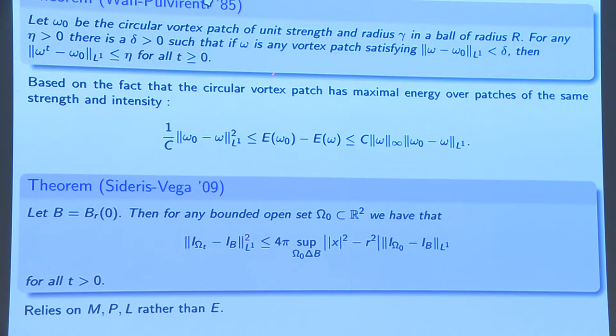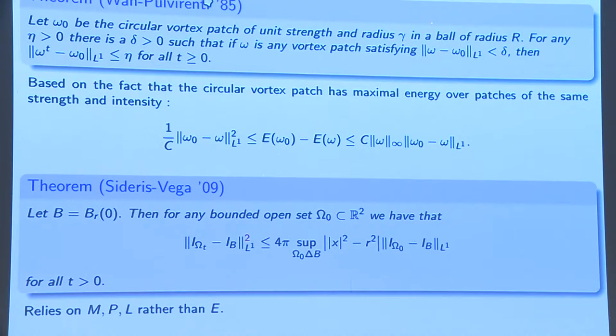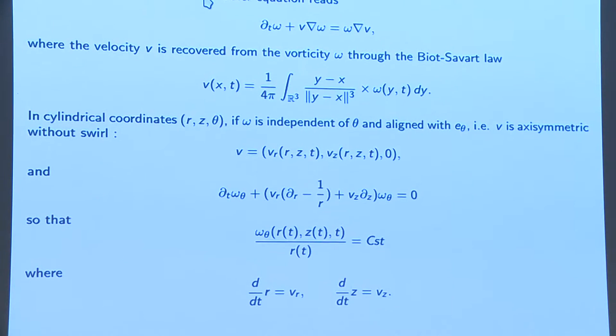So this was a stability theorem in L1 for initial vortex patches that were close to the circular vortex patch, and Sideris and Vega in a short and elegant paper proved that it is actually a global nonlinear stability estimate. But they have a proof which relies on different conserved quantities than E. This was based on the energy, and they used the conservation of momentum and angular momentum. And again, here I have put this factor 2, which somehow is one of the main troubles. And also the L1 norm is something you would like to avoid, I will explain later.